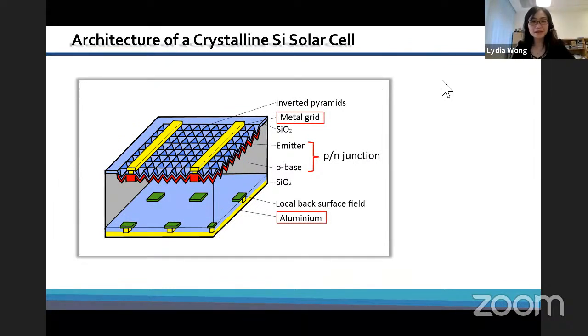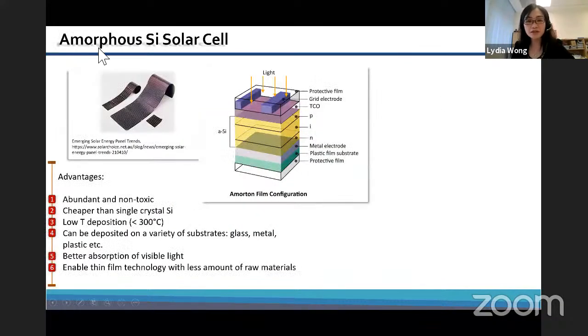So the next type of material is called amorphous silicon solar cell. This is made of amorphous silicon. The absorption coefficient is higher than crystalline silicon. And because of that, amorphous silicon can also be made very thin. It can be made into a flexible solar cell. The problem is the efficiency is low. The highest efficiency is probably around 10%, and it is not very stable.